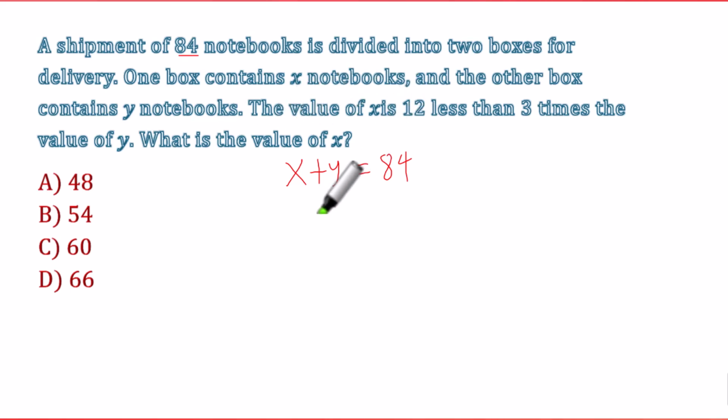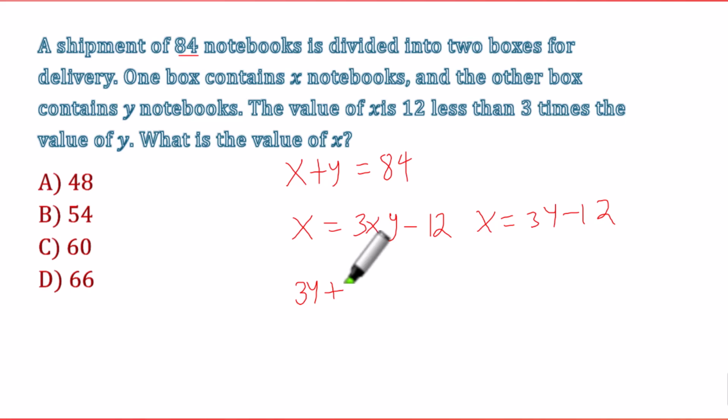The value of X is 12 less than 3 times the value of Y. That means 3 times the value of Y minus 12. Why minus 12? Because it says 12 less than 3 times the value of Y. What is the value of X? So we can write this as X equal to 3Y minus 12. Then we can substitute in the value of X. That becomes 3Y minus 12 plus Y equal to 84.